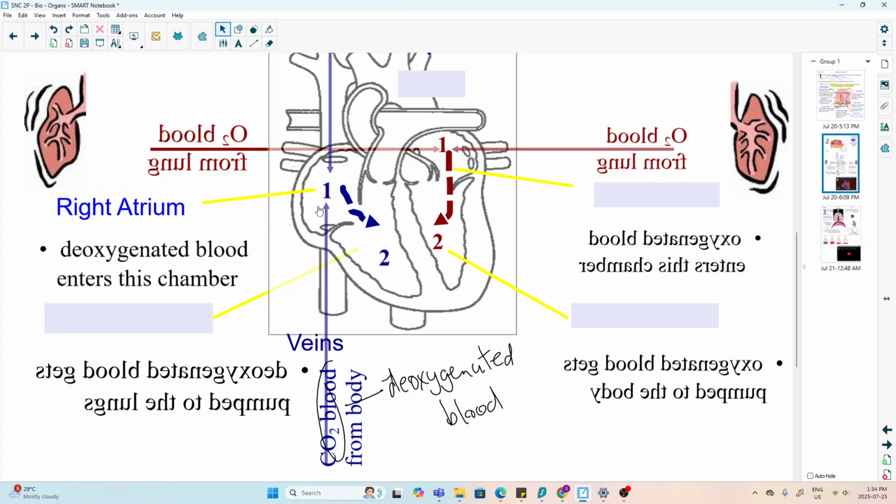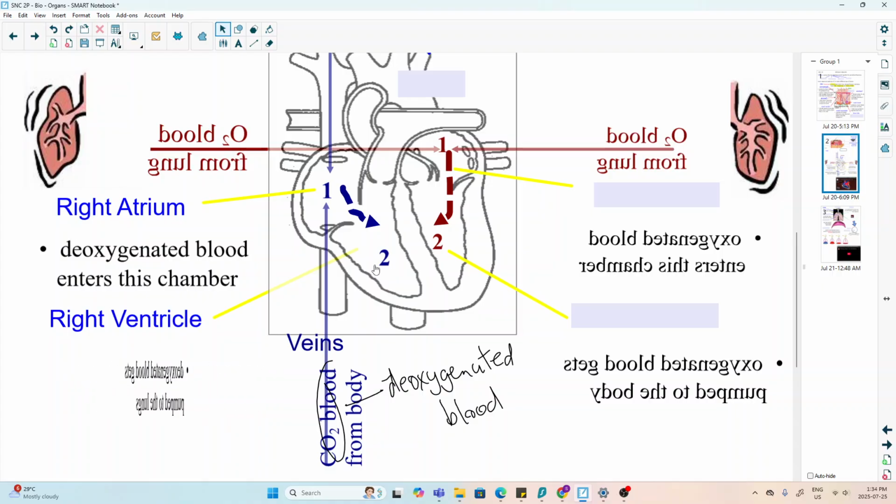The atrium is where it collects the blood from the body. Then it goes into the second chamber, chamber 2, the second pump. That pump right here is the ventricle, and it pumps the deoxygenated blood to the lungs.